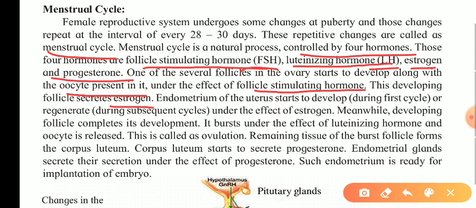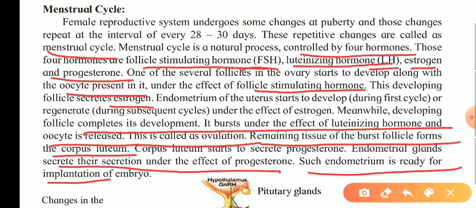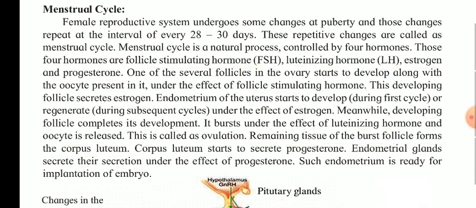When the developing follicle completes its development, it bursts under the effect of luteinizing hormone and the oocyte is released. This is called ovulation. The remaining tissue of the burst follicle forms the corpus luteum. The corpus luteum starts to secrete progesterone. Endometrial glands secrete their secretion under the effect of progesterone. Such an endometrium is ready for implantation of the embryo.